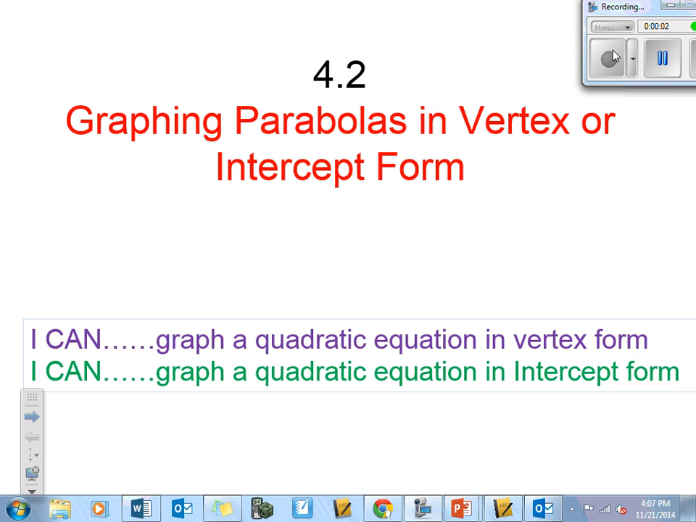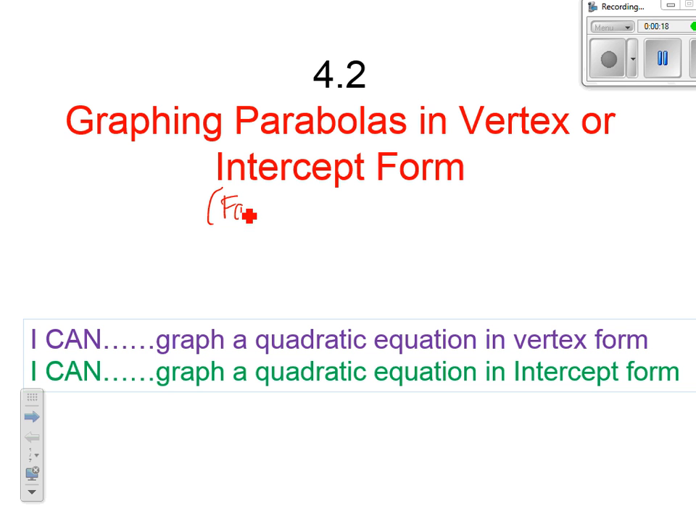Folks, and welcome to 4.2 Graphing Parabolas in Vertex and Intercept form. So today we're going to talk about graphing in two different forms, whereas yesterday we graphed in standard form. Another word for intercept form is also called factored form. So these two words mean the exact same thing.